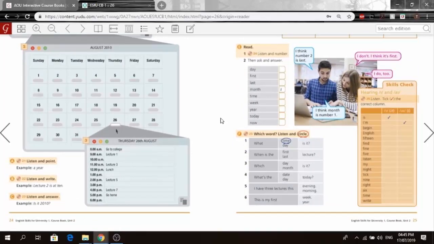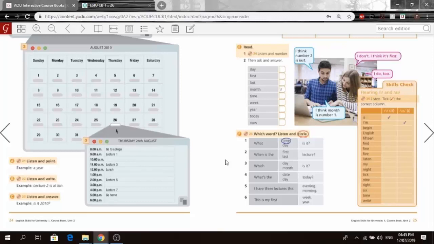Okay, which word, listen, and circle. Okay, so I'll be saying 6 sentences, and you guys, when you hear me, circle the correct word. Okay, so just give me a second here. Okay, let's start. So obviously first one is easy. What time is it, right? So I didn't say what day is it.